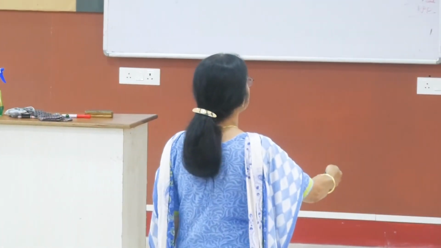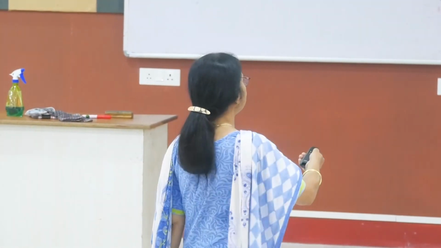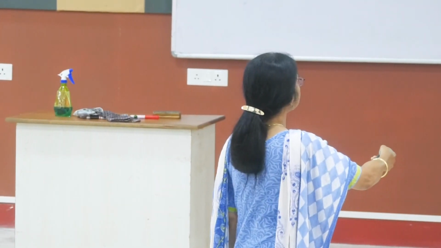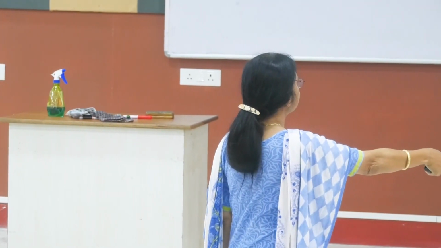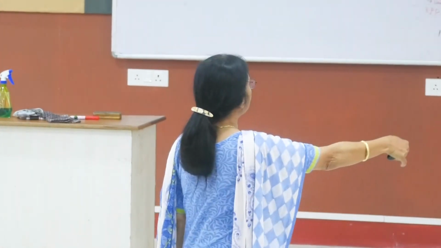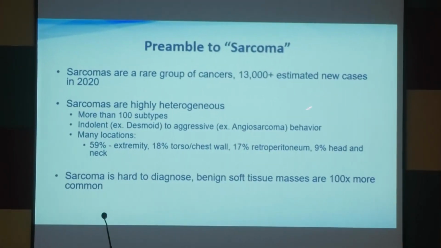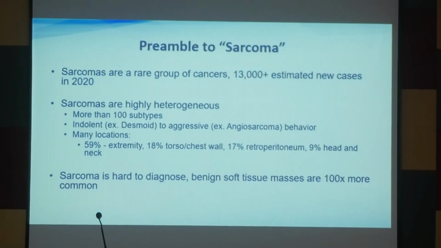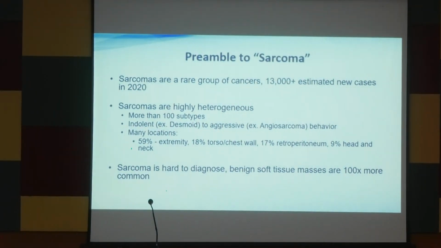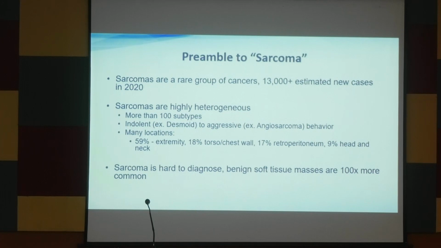We will see how the diagnosis is being done. Sarcomas occur in many locations. Besides the extremities, 17% are present in the retroperitoneum. You will see glomus tumors and Ewing sarcoma, which occur mostly near the knee; head and neck tumors such as odontoblastoma. 59% are in the extremity, 79% head and neck, 17% in the retroperitoneum.